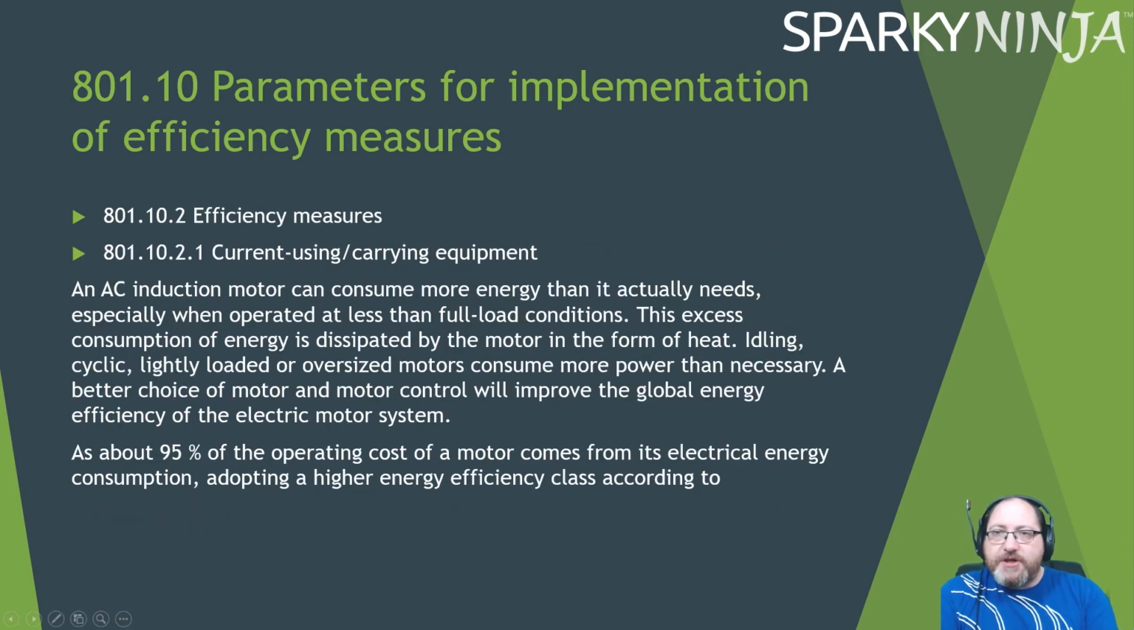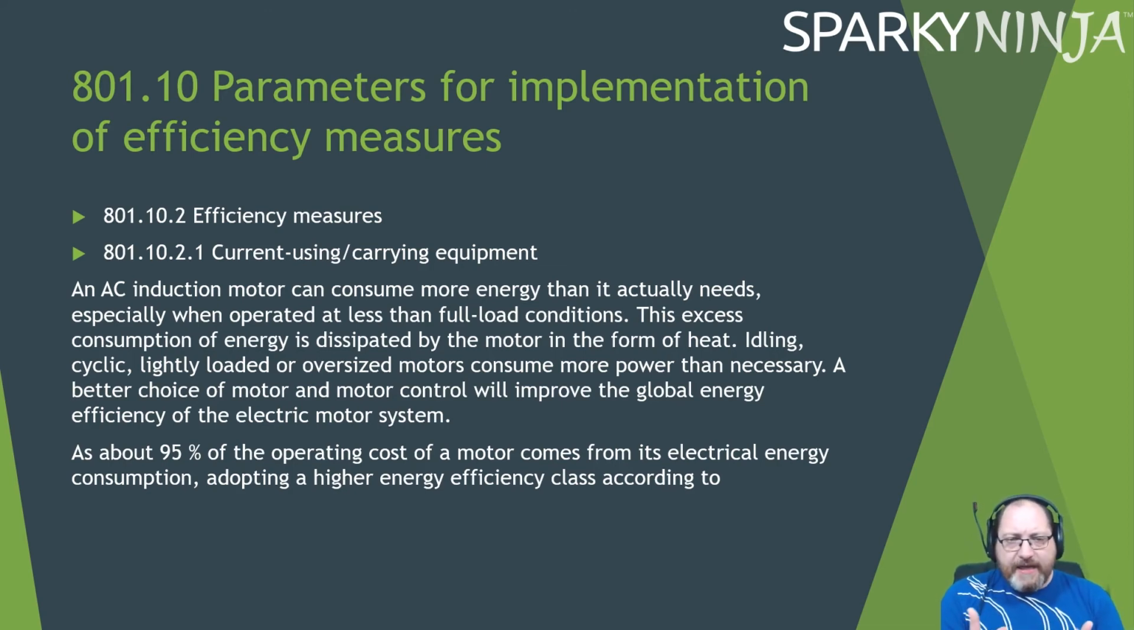So the efficiency measures for current using or carrying equipment. An AC induction motor can consume more energy than it actually needs, especially when operated at less than full load condition. This excess consumption of energy is dissipated by the motor in the form of heat. Idling, cyclic, lightly loaded or oversized motors consume more power than necessary. A better choice of motor and motor control would improve the global energy efficiency of the electric motor system.